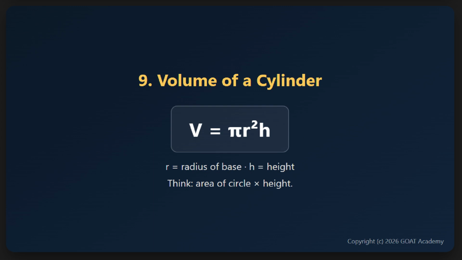The volume of a cylinder is pi r squared h, where r is the radius of the circular base and h is the height of the cylinder. A good way to remember this is to think of it as the area of the circular base, which is pi r squared, multiplied by the height. This formula shows up in geometry and real-world volume problems.